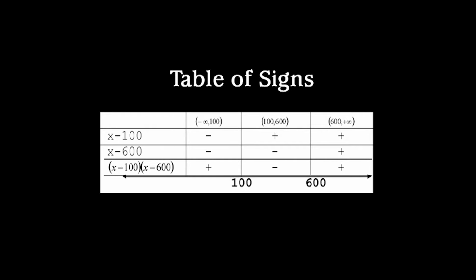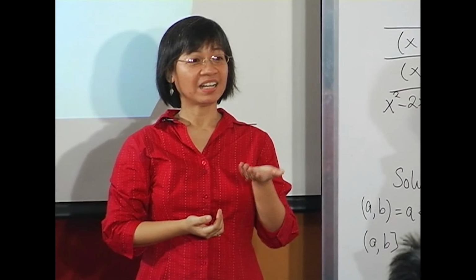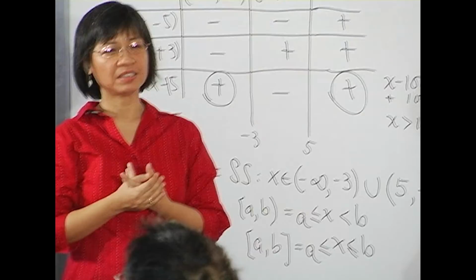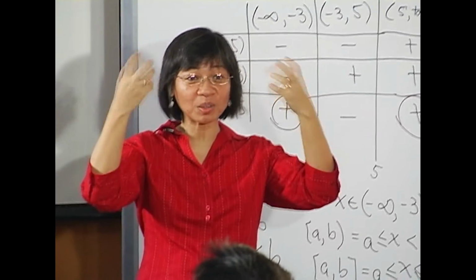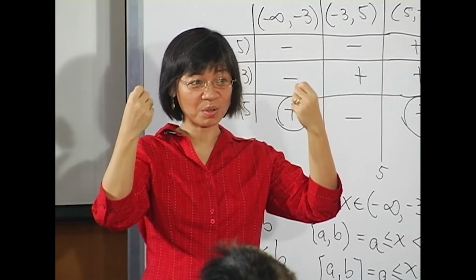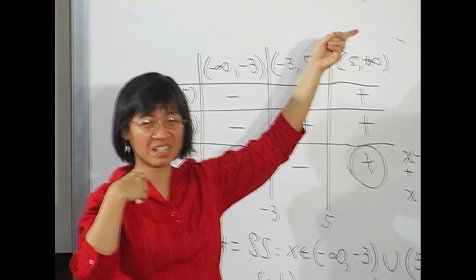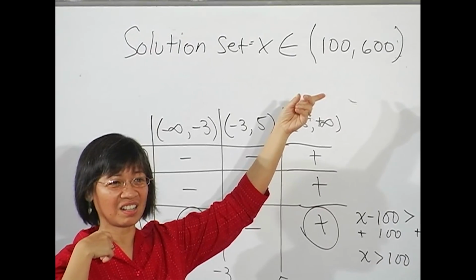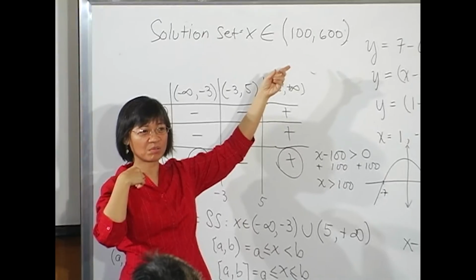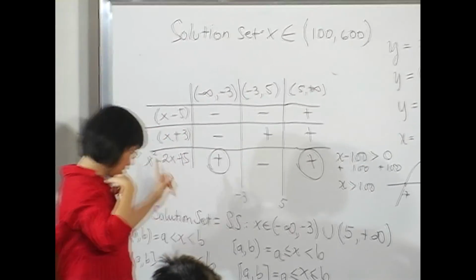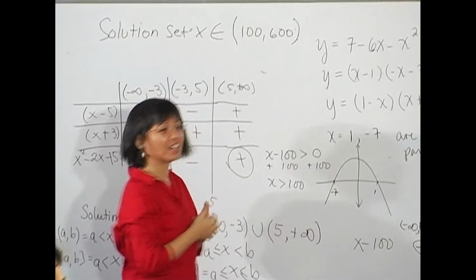When will it be 0? Jerome, when will it be 0? Who knows? Anybody? Because you have to get all the solutions. Do we have the points that will make the quantity 0? Gerard, you were shaking your head. What's your reaction? I think 100 and 600 should be included.